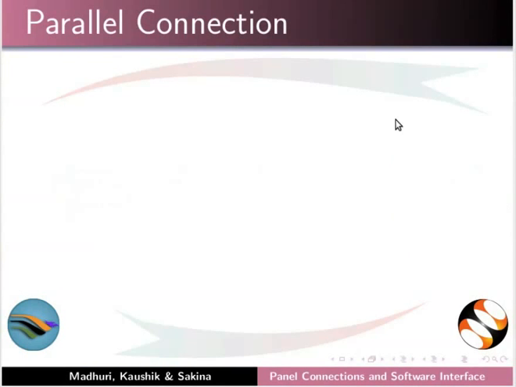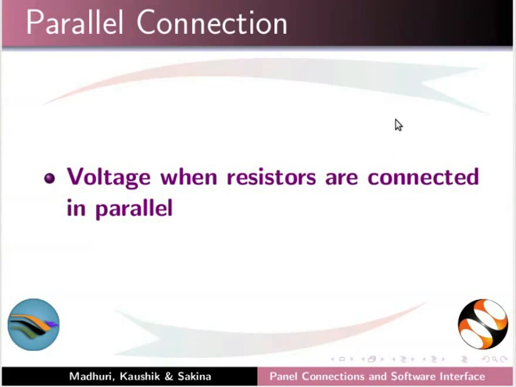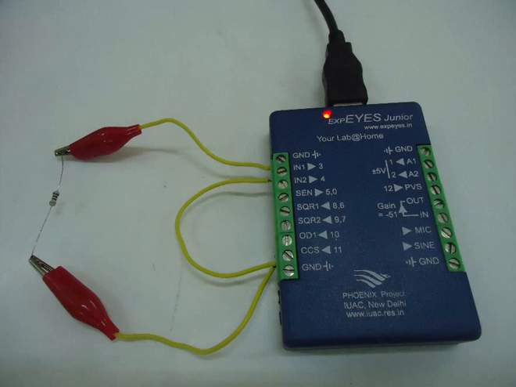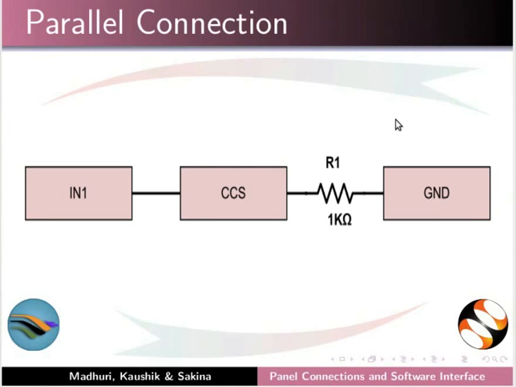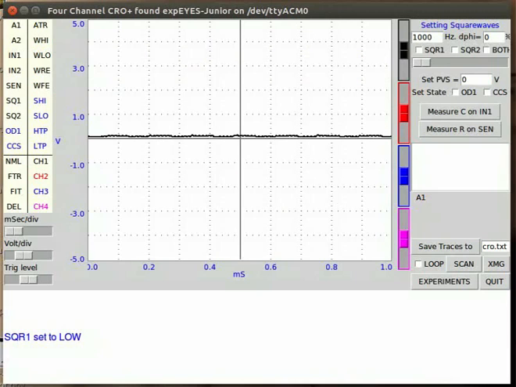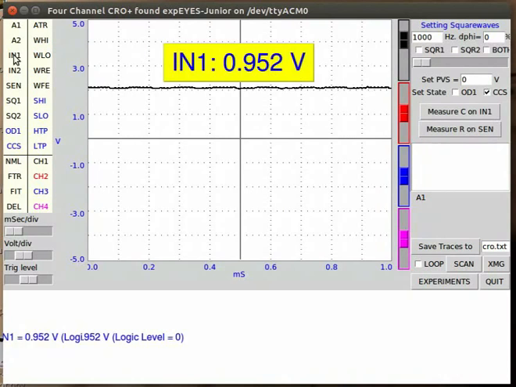Let us perform an experiment to check the effective resistance in parallel combination. In this experiment, we will show the voltage when resistors are connected in parallel. IN1 is connected to CCS. CCS is connected to ground through a resistor. This is the circuit diagram for the connection. On the plot window, select the CCS checkbox. Click on IN1 to show the voltage.